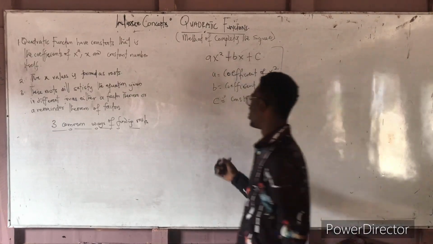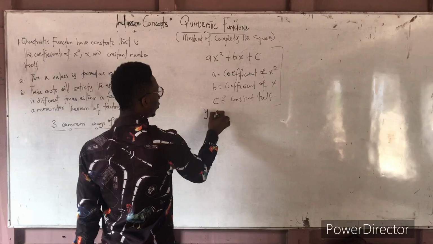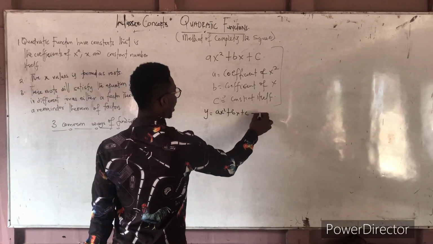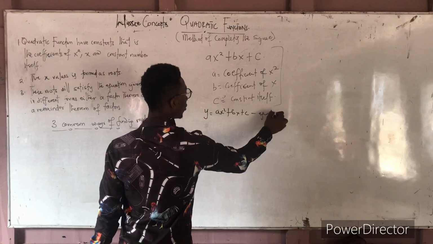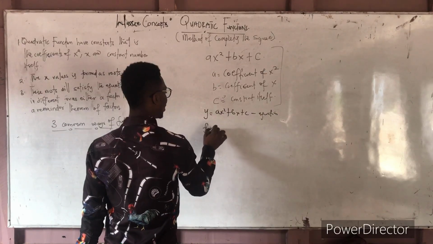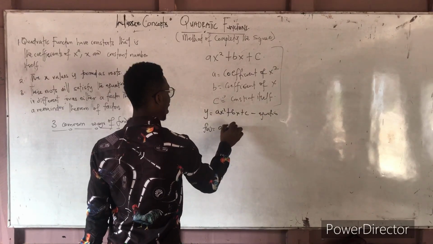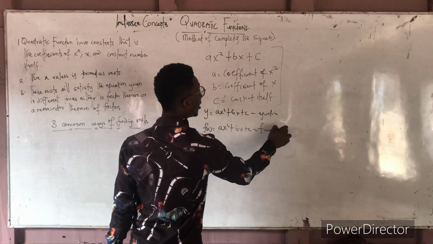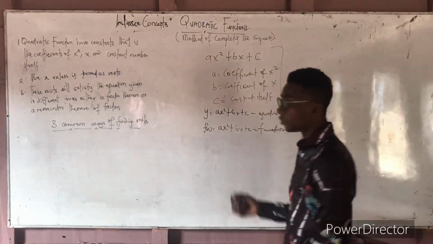If you have y is equal to ax squared plus bx plus c, it is a quadratic equation. If you have f of x is equal to ax squared plus bx plus c, it is a quadratic function. So this is, by the way, the difference between the equation and the function.